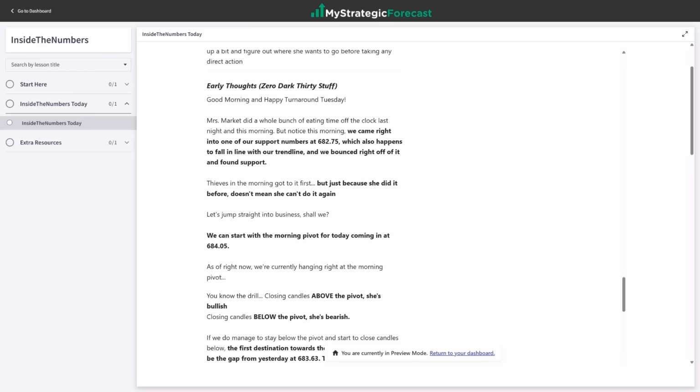Did we have any trades within Inside the Numbers and the live room today? That's a rhetorical question. Of course we did. Let's take a quick look at Inside the Numbers, starting with the 0 dark 30 notes. This is the morning game plan that's laid out to members well before the opening bell.